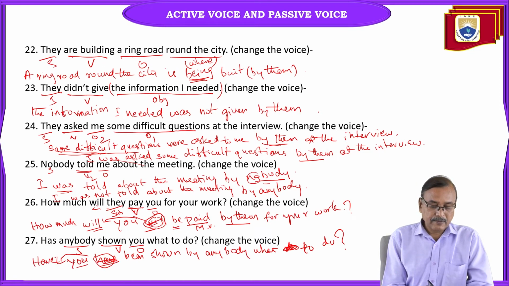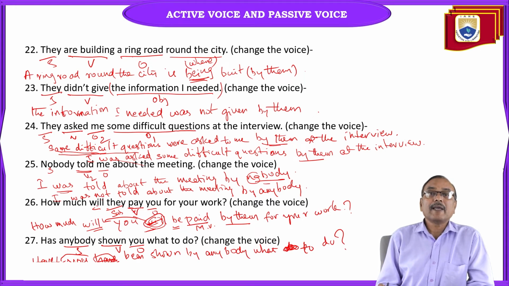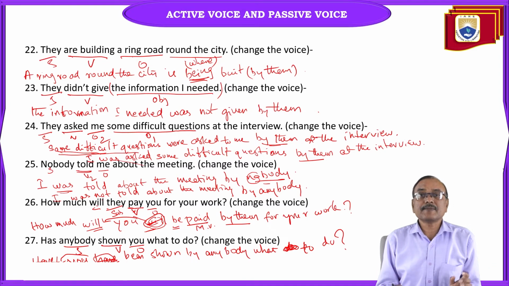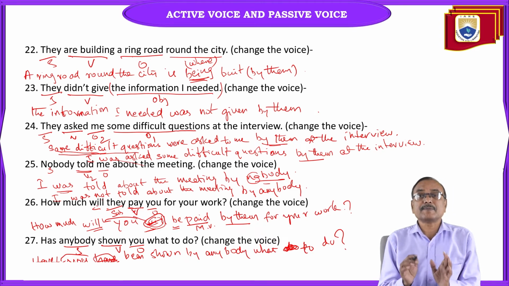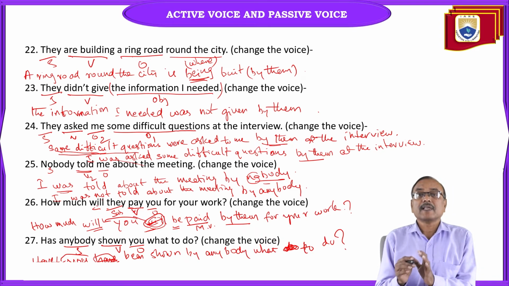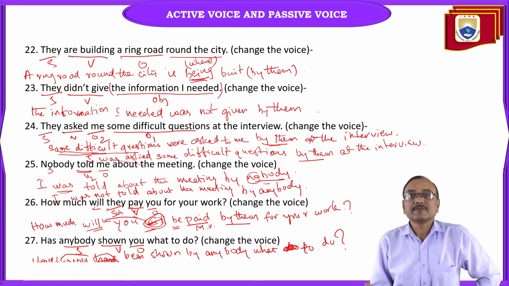So bring this have before the subject. Has anybody shown you becomes have you been shown. You is coming this side. Have you been, since it is perfect tense, been, then V3 form. Have you been shown by anybody what to do?